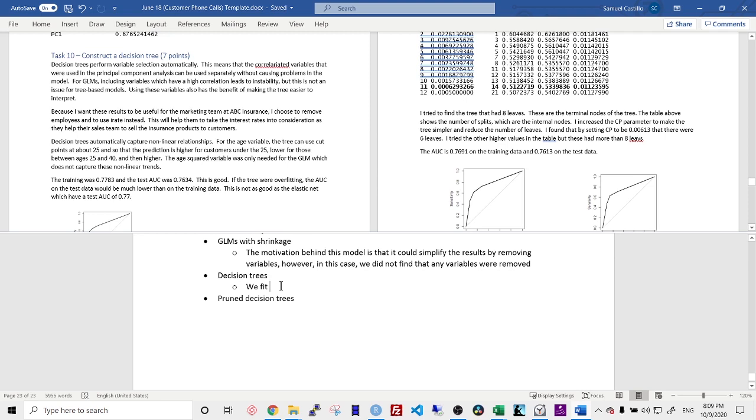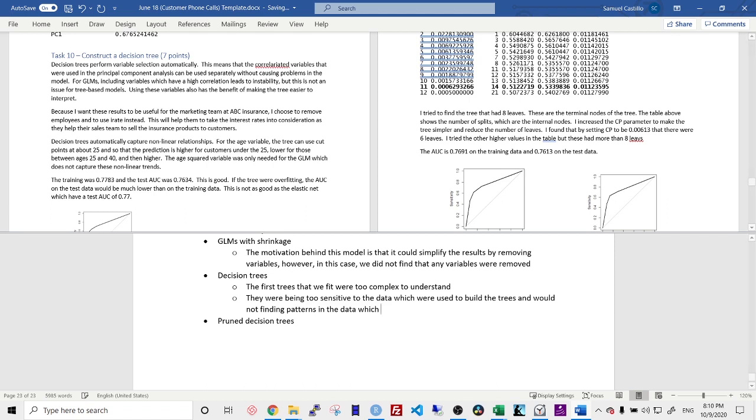We fit a decision tree. Let's just say the first trees that we fit were too complex to understand, and they were also too sensitive to the data which we used to build the trees, and were not finding patterns in the data which would generalize to new data. In other words, this was overfitting.